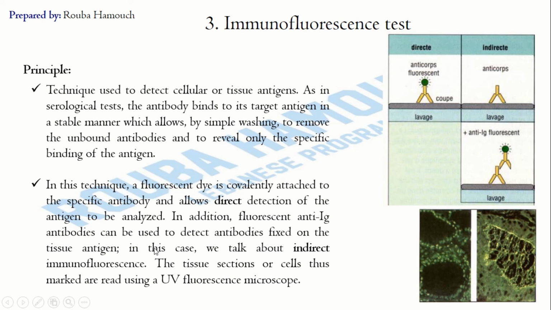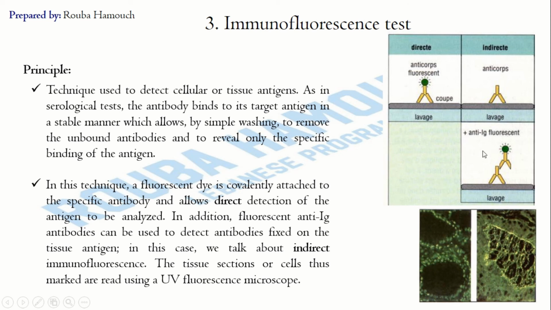On the other hand, we have the indirect fluorescent technique, where fluorescent anti-Ig antibodies are used to detect antibodies already fixed on the tissue antigen. In this case, we talk about indirect fluorescence. Note that the fluorescence can be revealed or detected under a UV fluorescence microscope.